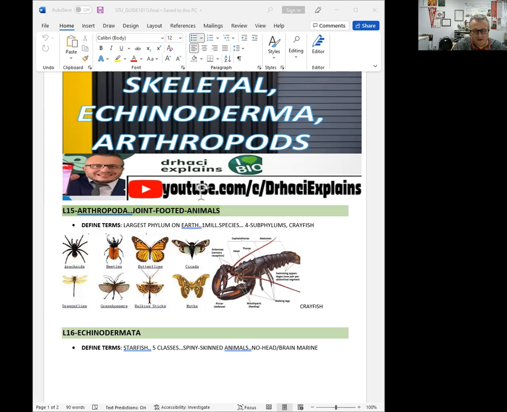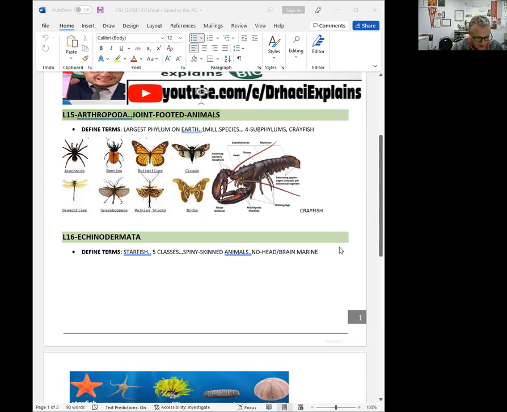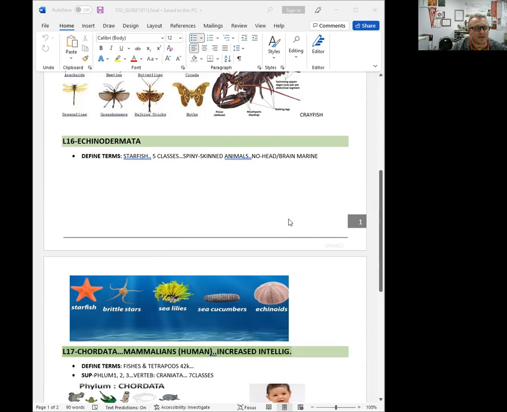So that's lab 15. In lab 16, we have Echinodermata. Echinodermata is another important phylum, and starfish is the main model system here. Echinodermata means spiny-skinned animals. It's much smaller than arthropods, with only 7,000 species. They are mostly marine species. Again, starfish is the main animal here.